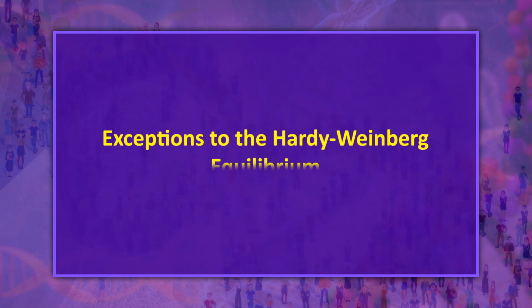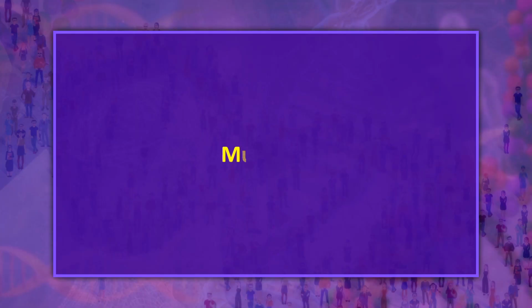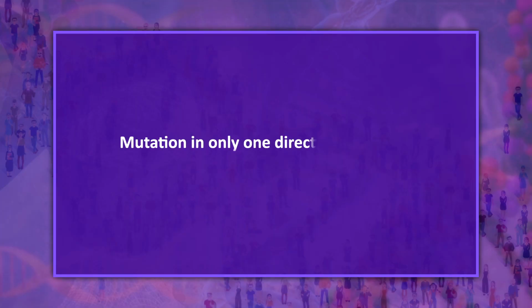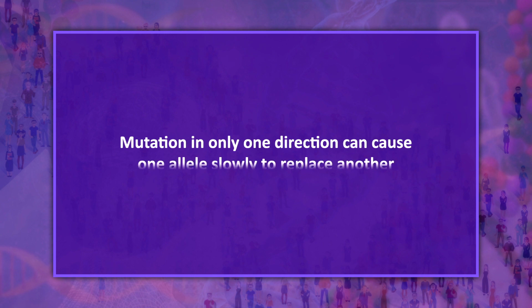So, dear students, let's now discuss the exceptions to the Hardy-Weinberg equilibrium. Processes that alter patterns in genetic variation are: the first one is mutation. It has a mild impact on the allele frequencies. Even if there persists a strong selection against the alleles in the population, recurrent mutations will conserve it. Mutation in only one direction can cause one allele slowly to replace another. Mutations in both directions result in an equilibrium with frequencies determined by the mutation rates.